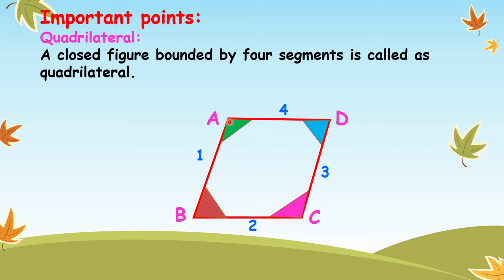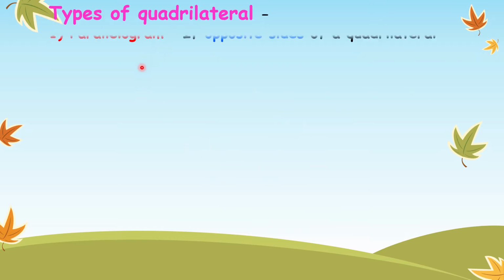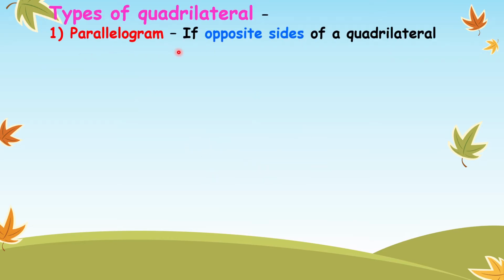The segment which joins the opposite vertices of a quadrilateral is called a diagonal. Here segment AC is a diagonal and segment BD is also a diagonal. So a quadrilateral has 4 vertices, 4 sides, 4 angles and 2 diagonals. Types of quadrilateral. The first type is parallelogram.